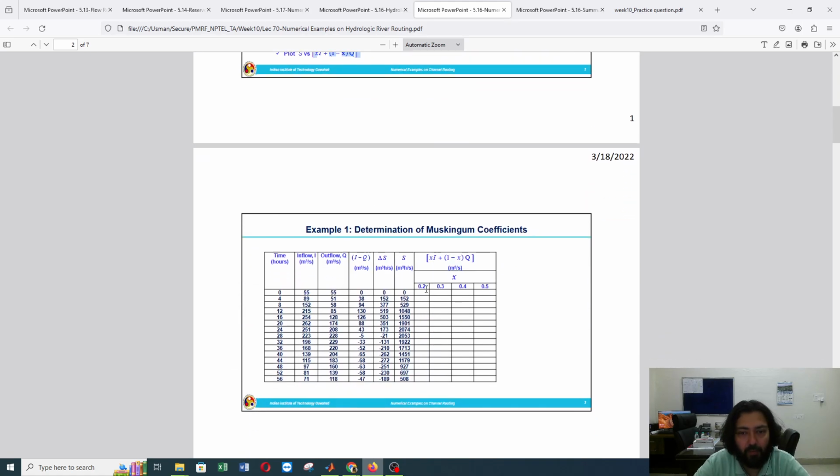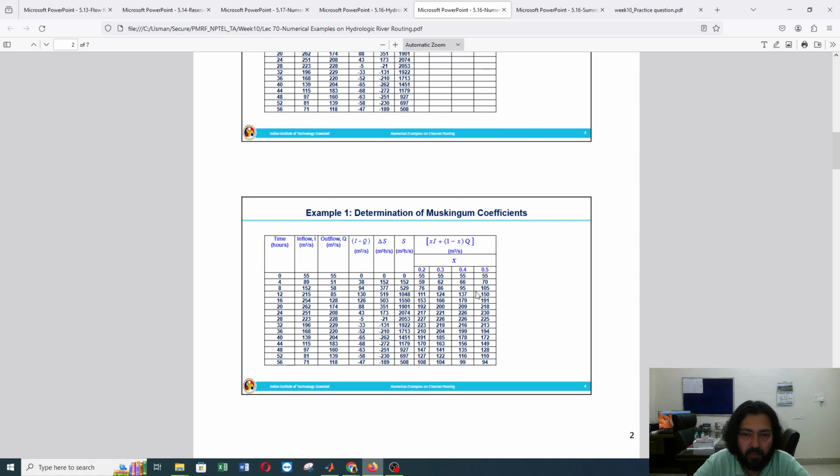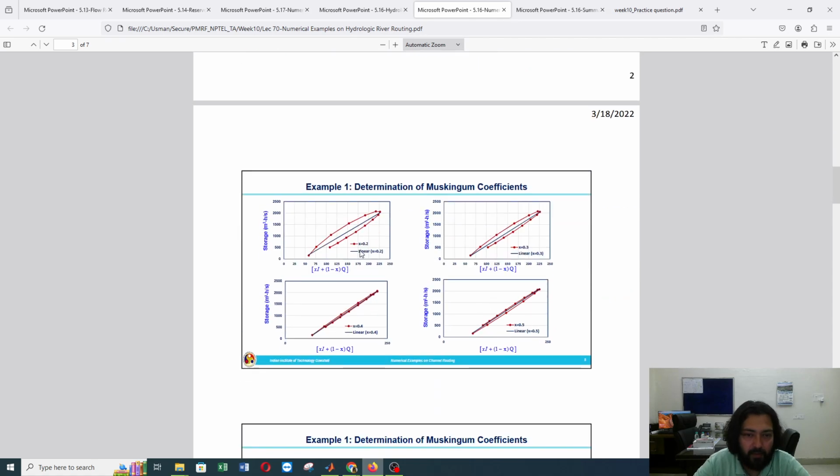So here we have taken x equals 0.2 to 0.5. We are going to substitute x as 0.2 and the corresponding inflow 55 and corresponding outflow 55, and we will get the value when x is 0.2. Similarly, we substitute x, I and Q in the above equation and fill this column. Now we are going to plot individually S versus this term when x is 0.2, then S versus the 0.3 column, then S versus 0.4 and 0.5. So we have 4 plots.